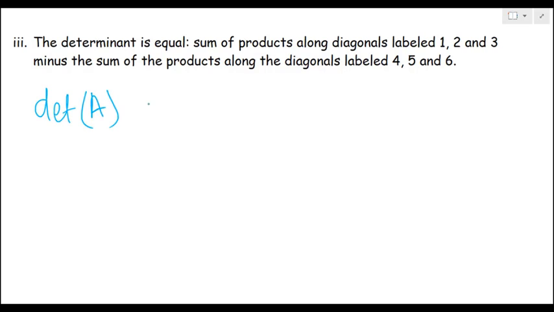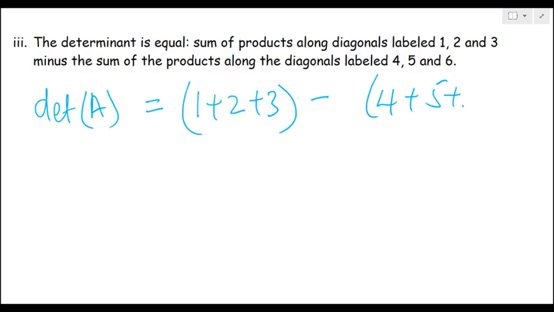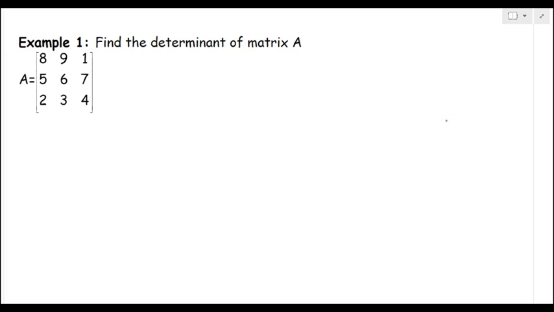In step 3, we calculate the determinant as follows. The determinant of A is equal to the products along diagonals 1, 2 and 3, from which we subtract the products along 4 plus 5 plus 6. Having learned that, we can look at one of the examples.